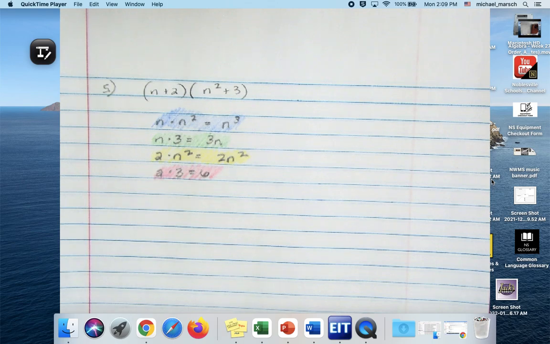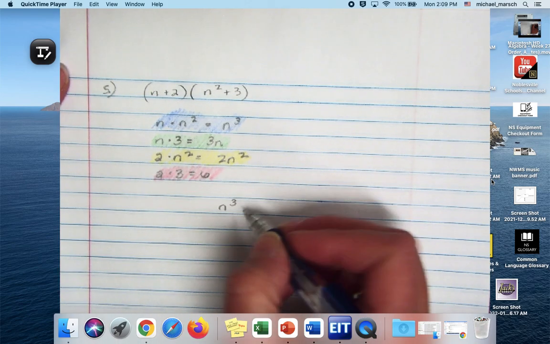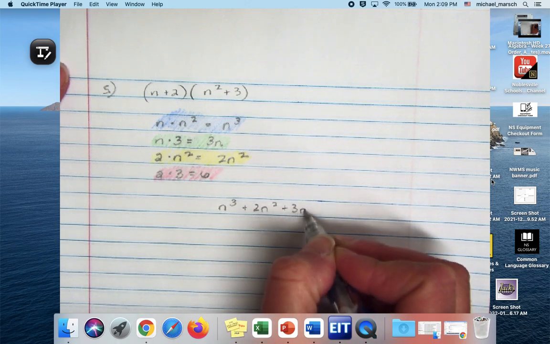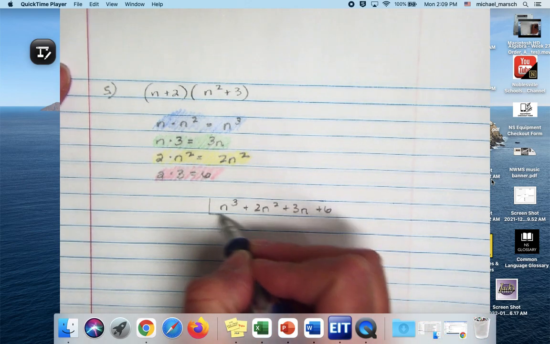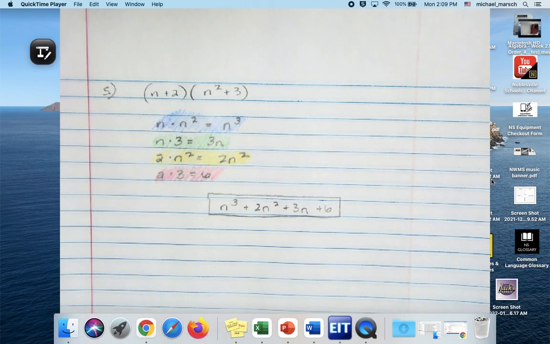All right, so when I combine all of these, remember we're going to try to keep them in descending degree order. What would my answer be? What do you think, Eden? N to the third power plus 2n squared plus 3n plus 6. Yep. Here we go. N to the third plus 2n squared plus 3n plus 6.